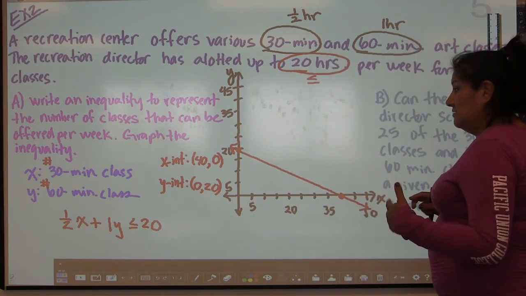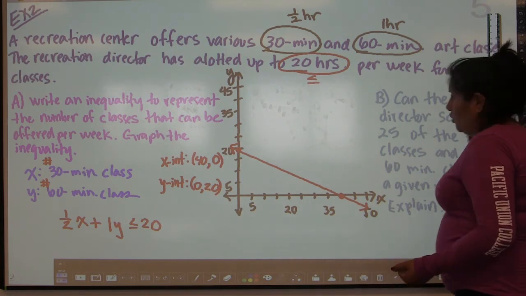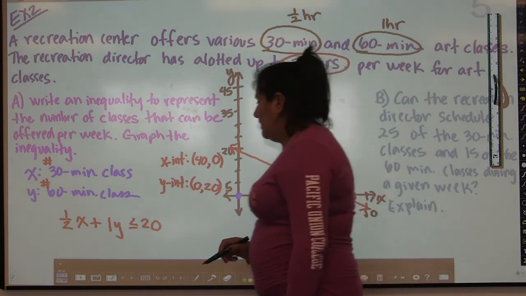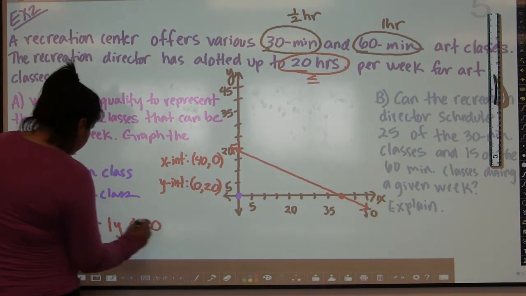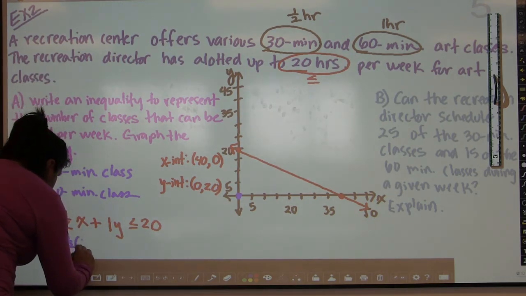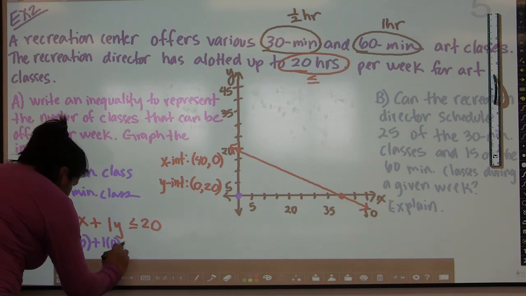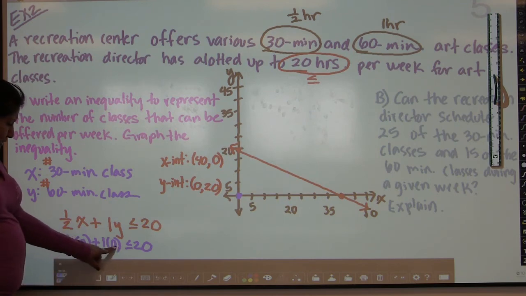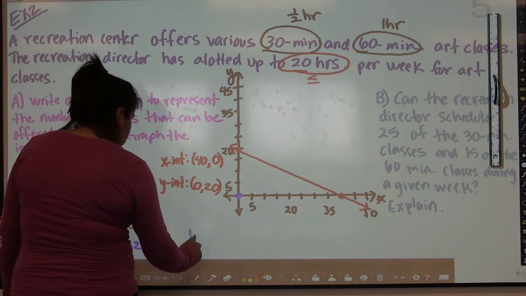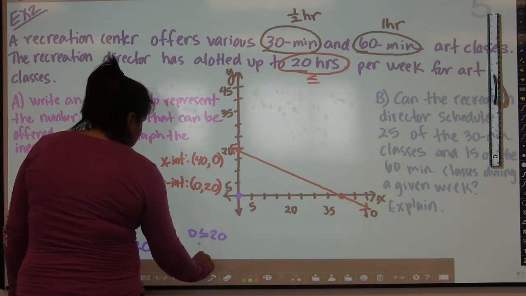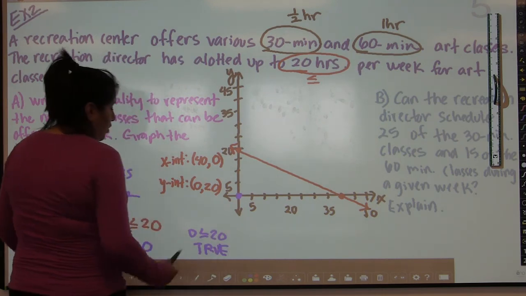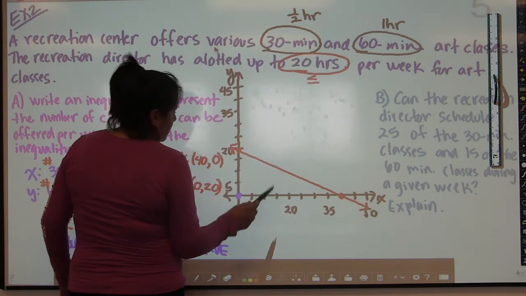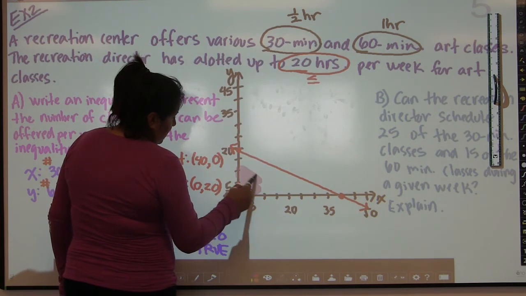And then we need our shading. Again, because it's less than, that tells us that it's supposed to be below. But just to be safe, we're going to check. And this time, I'm going to check the origin. So if I get 1/2 times 0 plus 1 times 0, I'm replacing x and y with 0, so obviously I'm going to get 0 on the left. So is 0 less than or equal to 20? Yes, it is. This is a true statement. And because it's true, we're going to shade toward the origin, which is this piece here. So we're going to shade over here.